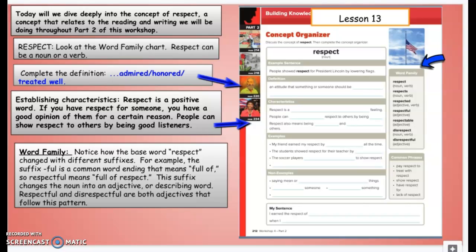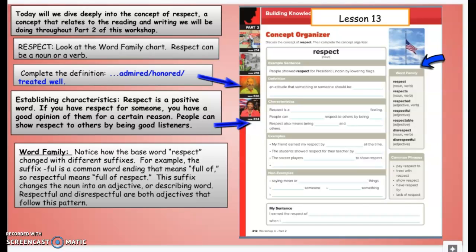So in this case, when you hear respect, like, I have a lot of respect for that person, that's a positive connotation. If you have respect for someone, you have a good opinion of them for a certain reason or reasons. For example, people can show respect to others by being good listeners. Okay?